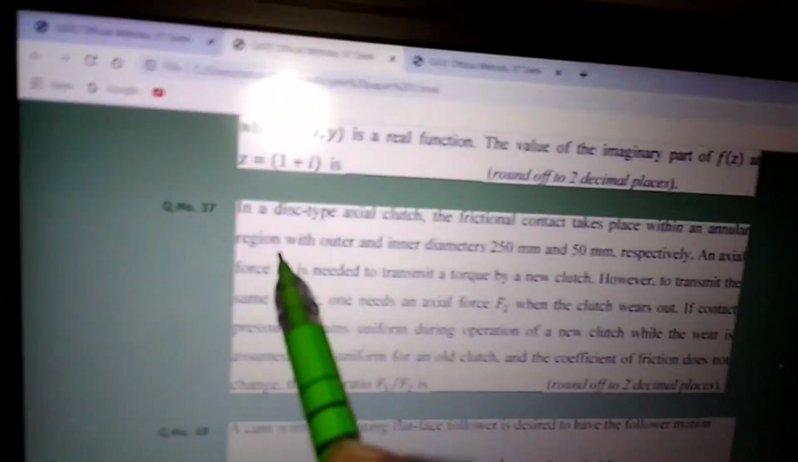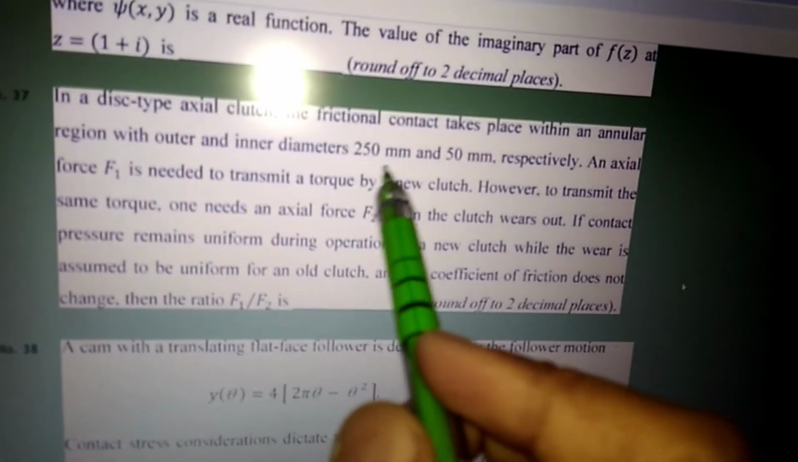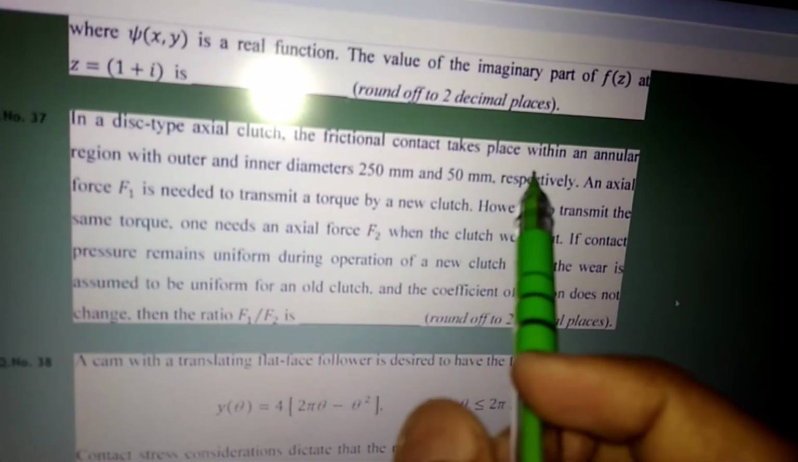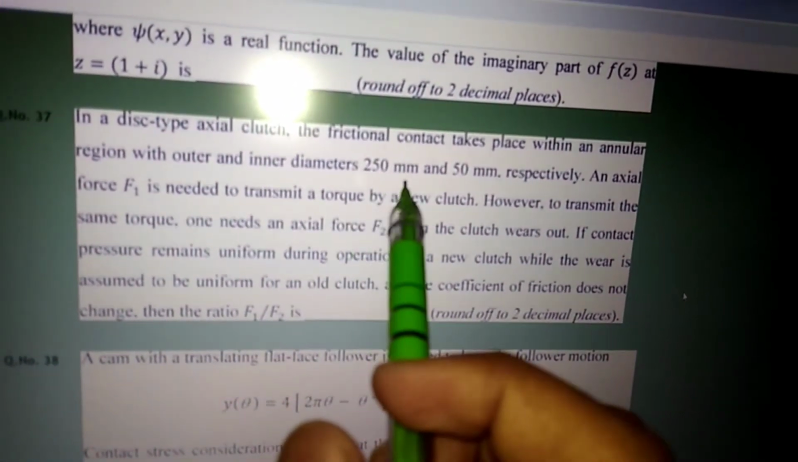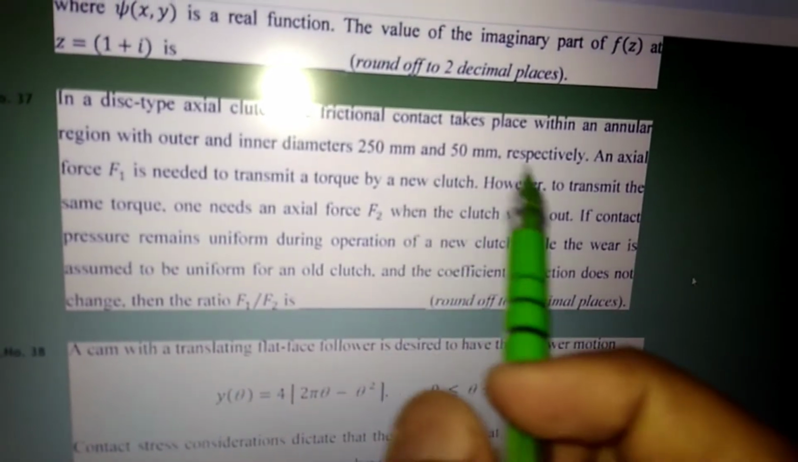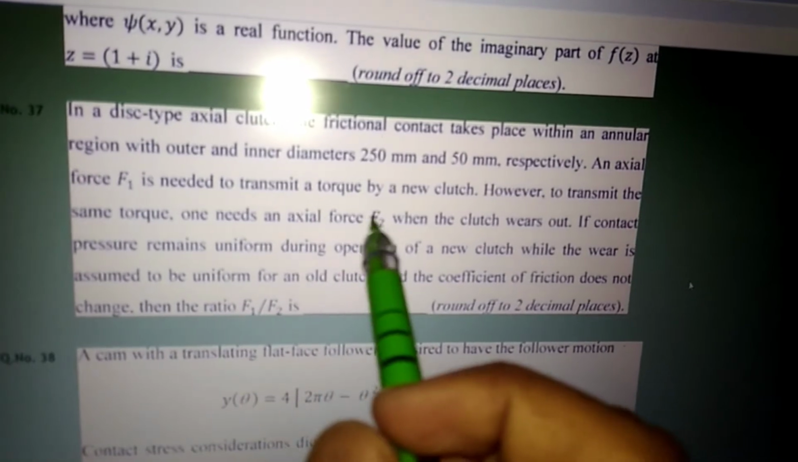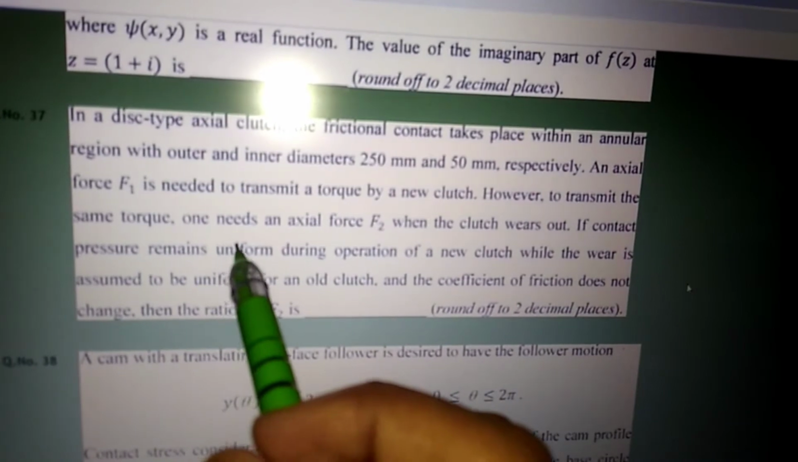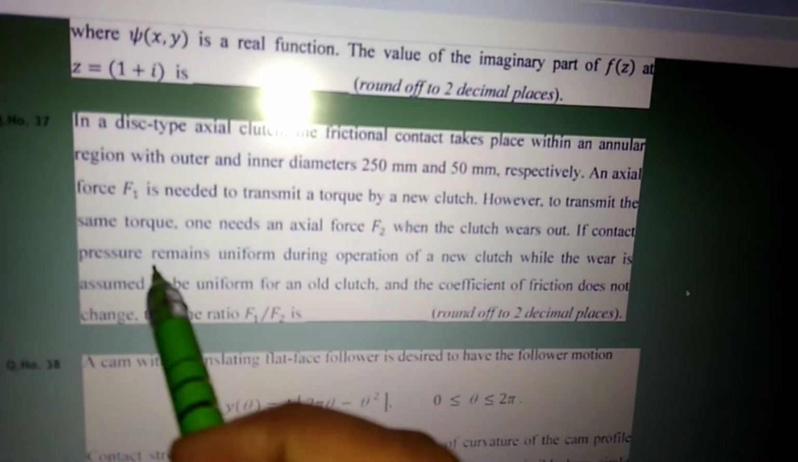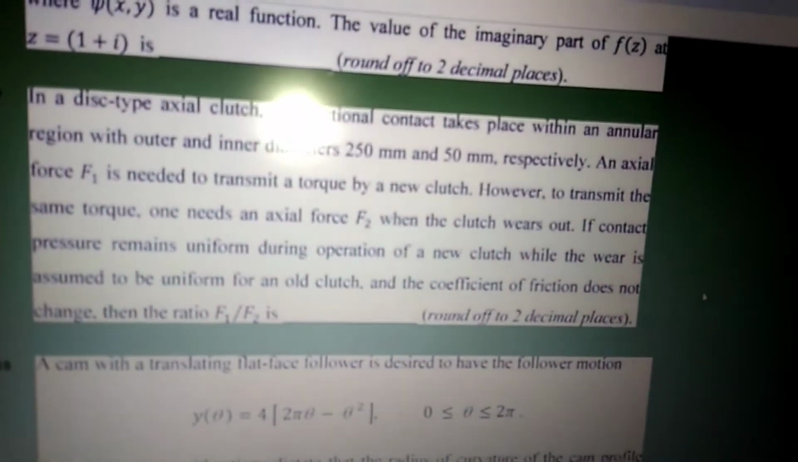So the question is, in a disc type axial clutch, the friction contact takes place within an annular region with outer and inner diameters 250 mm and 50 mm respectively. An axial force F1 is needed to transmit a torque by a new clutch. However, to transmit the same torque, one needs an axial force F2 when the clutch wears out.